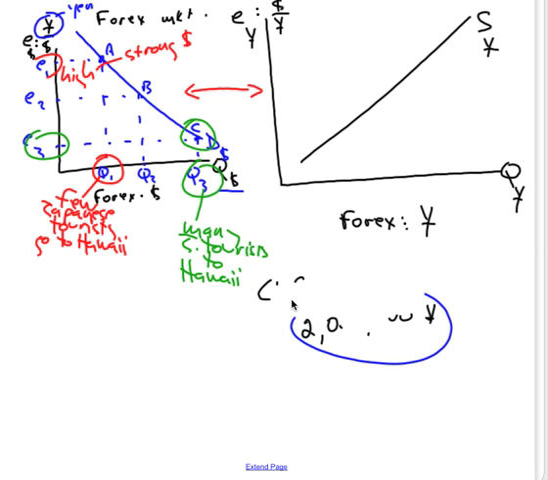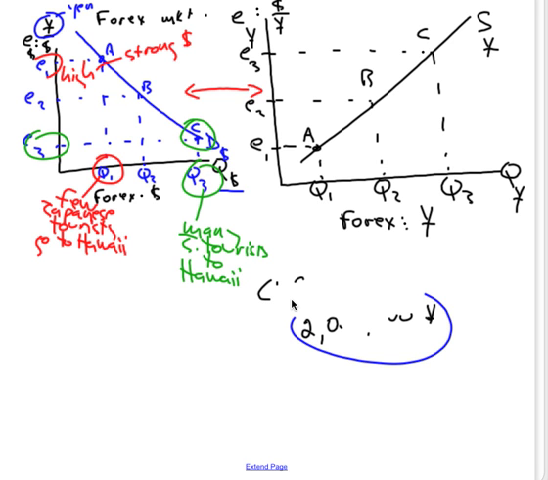A strong dollar means a weak yen. At E1, a low exchange value of the yen, sure enough, we see not many tourists wanting to supply yen in the market. A strong yen, a weak dollar, a lot of Japanese tourists want to go to Hawaii. In between, so we'll come back to this, but just note this for now.